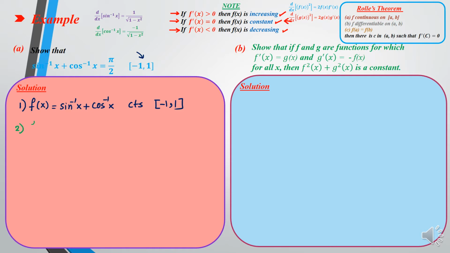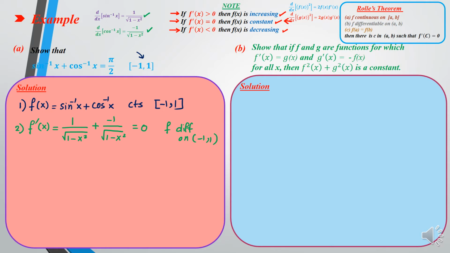Secondly, you have to check the differentiability of the function. So you have to find f prime of x. So f prime of x equals the derivative of the inverse sine of x, which equals 1 over square root of 1 minus x squared, plus the derivative of the inverse cosine of x, which is -1 over square root of 1 minus x squared. And this is equal to 0, which means that f is differentiable on the open interval from -1 to 1.